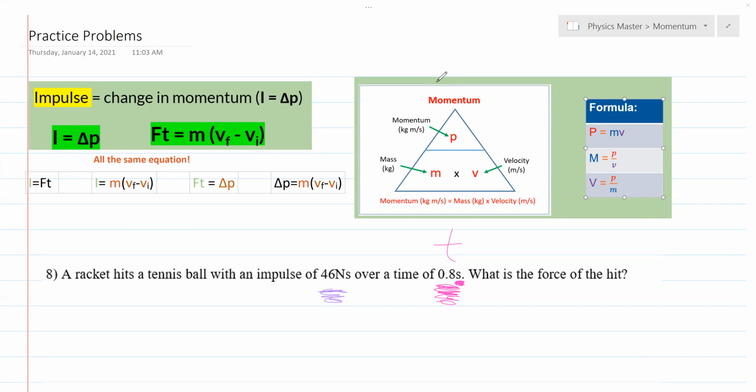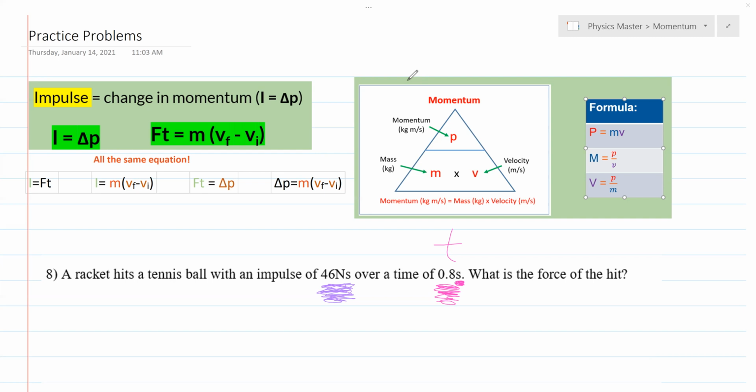Antoine, this says 46 N·s. Maybe we don't know the unit for that yet, but if you read this sentence, can you guess what the 46 N·s is? Force. Don't follow the masses. If you read this sentence, what do you think 46 N·s is? Does it say force? No, it says a racket hits a tennis ball with an impulse of 46 N·s.